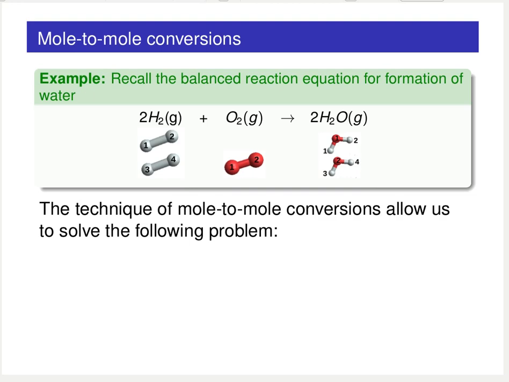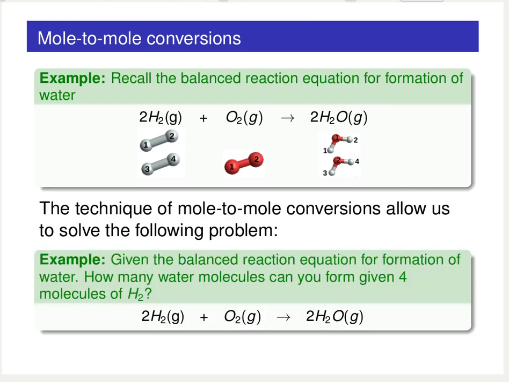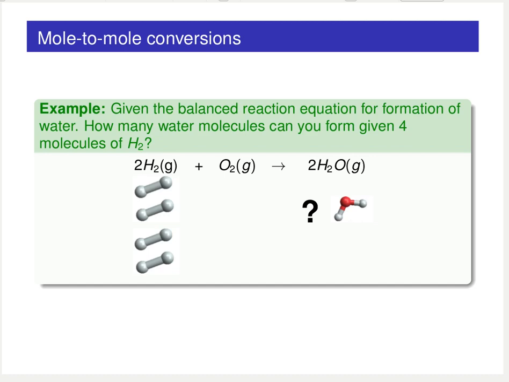Okay, so now the technique of mole-to-mole conversion is going to allow us to use this sort of information, our balanced chemical reaction equation, to solve the following type of problem. Suppose you're given a balanced chemical reaction equation and you need to determine how many water molecules you can form if you're given only 4 molecules of hydrogen. So let's go ahead and write this out. We are given 4 molecules of hydrogen. So if you write that out, we'll have all 4 of them, 1, 2, 3, and 4, present right here.